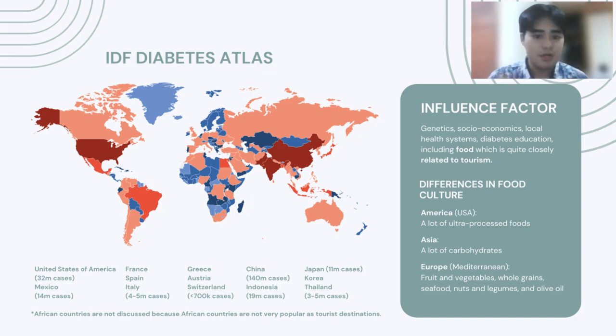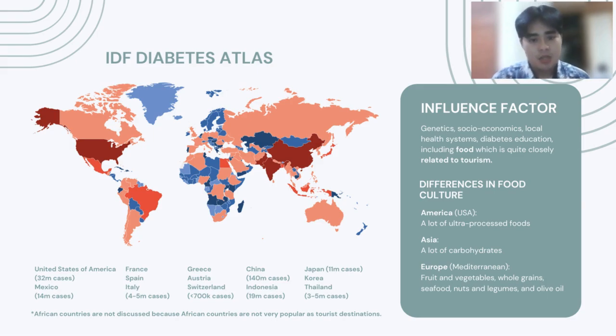So the difference in the number of cases is caused by many factors. One of them is the food, which is closely related to tourism. In Asia, most of the food consists of high carbohydrates. And also in the United States, there is a lot of ultra-processed food that can induce diabetes mellitus type 2.